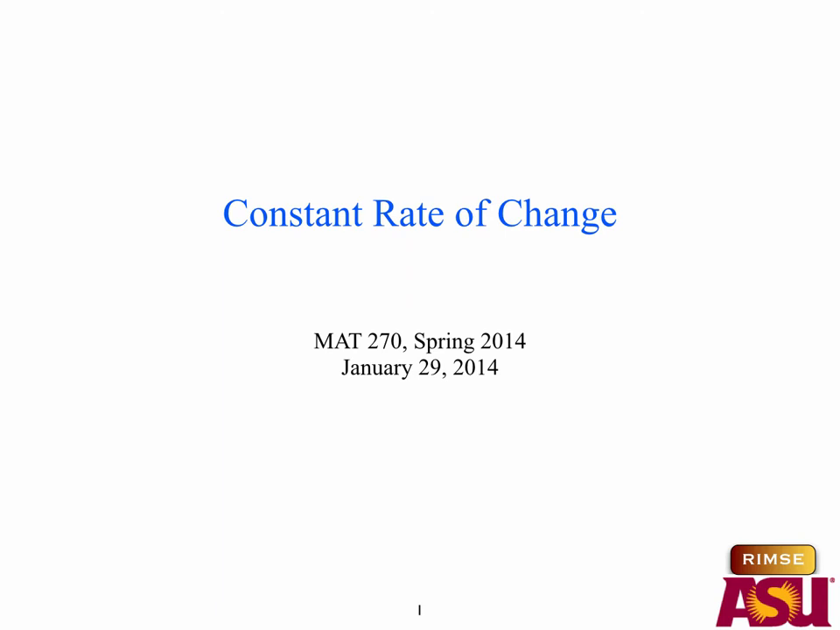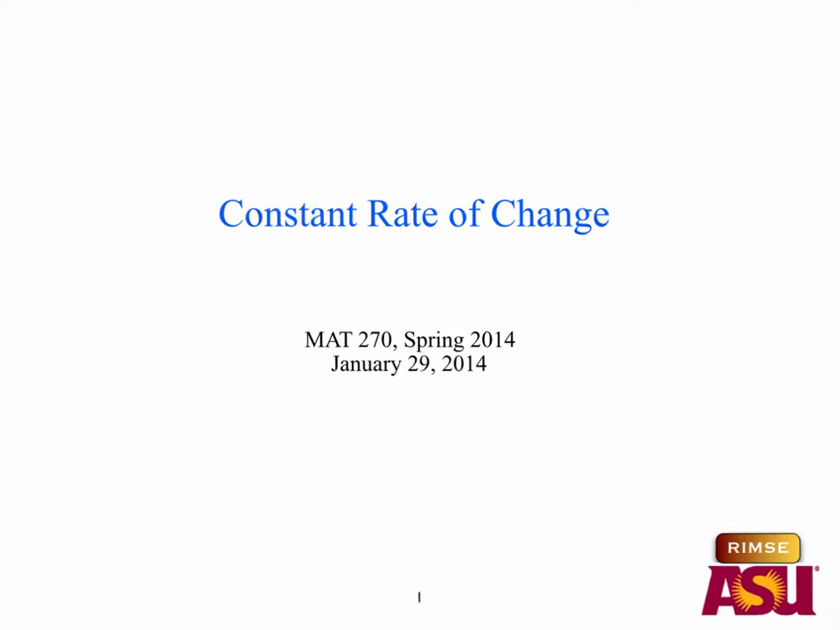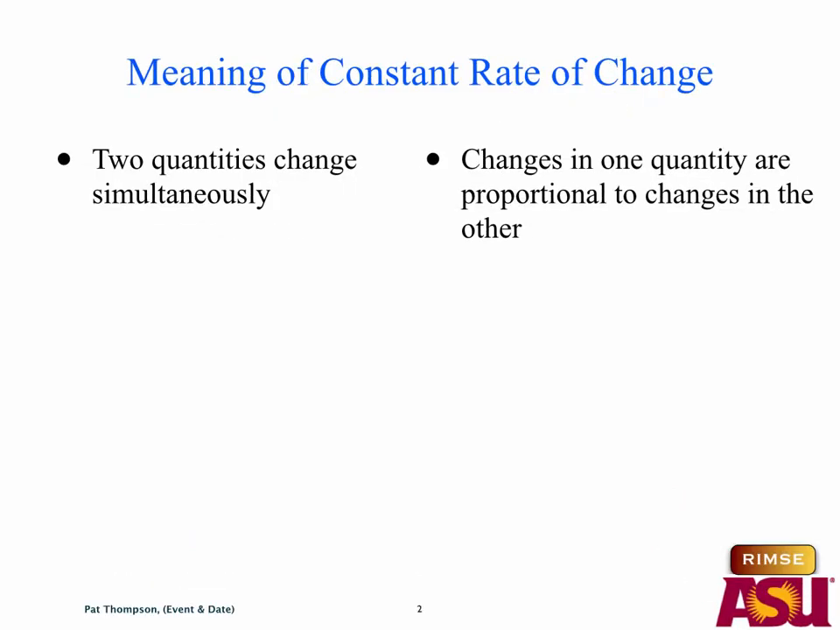So we started talking about constant rate of change on Monday. So let's sort of revisit the key ideas. So the meaning for constant rate of change consists of 2 pieces. We've got 2 quantities that are changing simultaneously, and changes in one quantity are proportional to changes in the other. That's the scenario in which we can talk about constant rate of change, okay? And so we have a multiplicative representation of this. This is the changes in y are multiples of changes in x. That's what this sentence says.